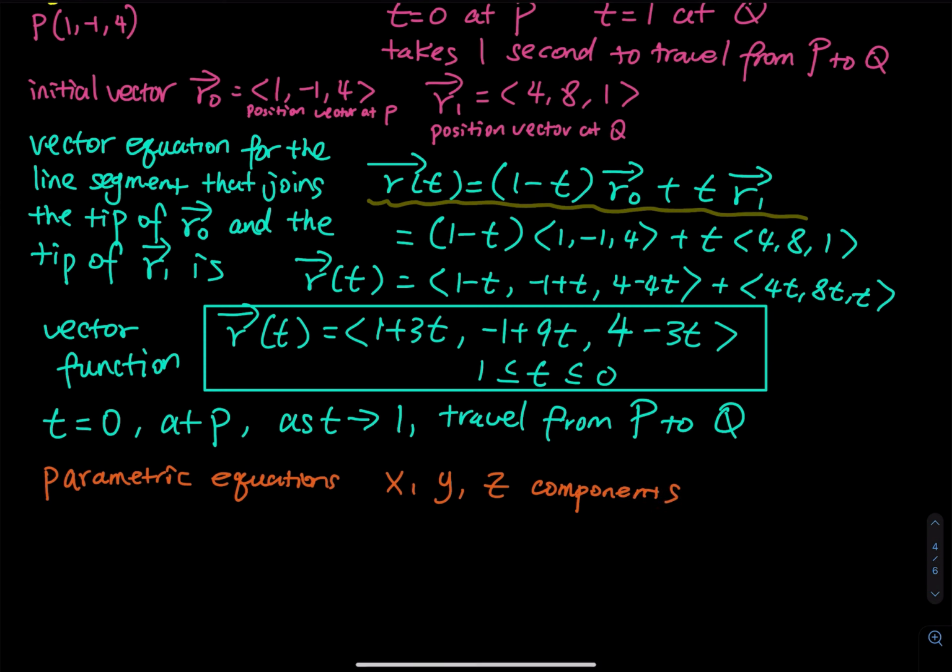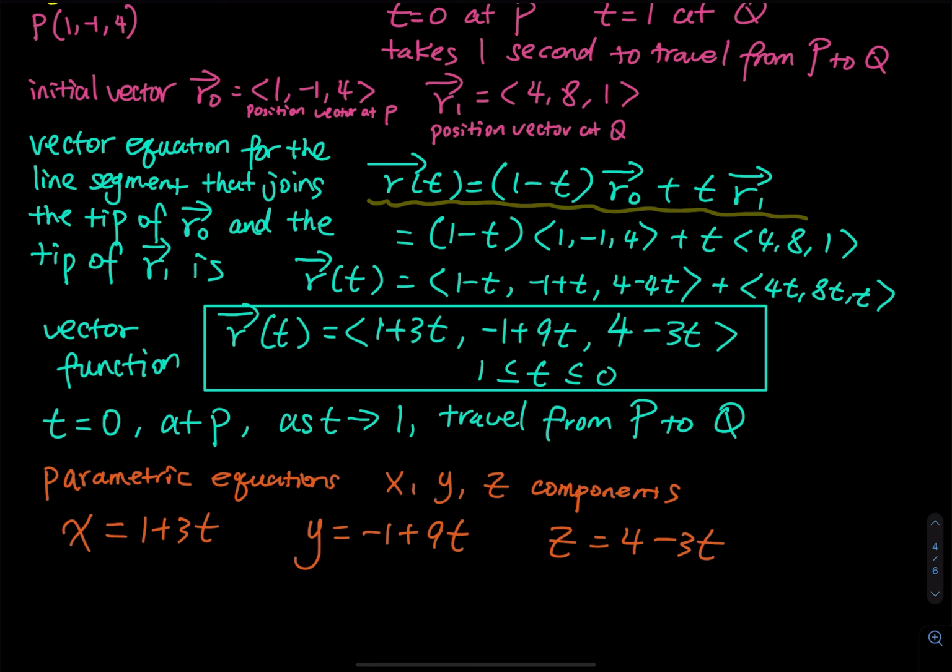So x is equal to 1 plus 3t. And y is equal to negative 1 plus 9t. And z is equal to 4 minus 3t. Let's not box that parametric equation. So we have three equations right over here. That is our answer as well.